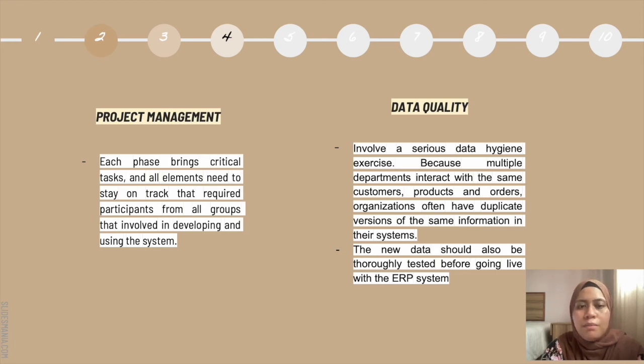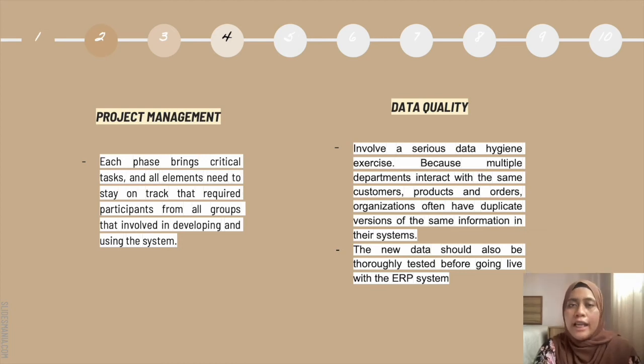So, strong project and people management, which includes setting realistic expectations, timeframes, and milestones, along with timely two-way communication, is critical to success. The second one is data quality. So once the organization has located all of its data sources, now they can think about how to migrate these data sources into the ERP system.